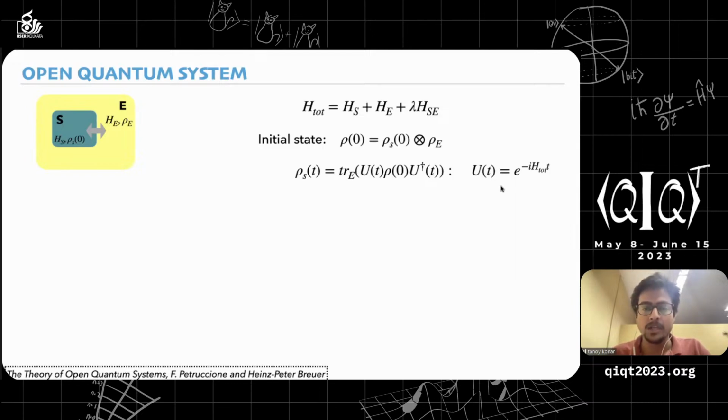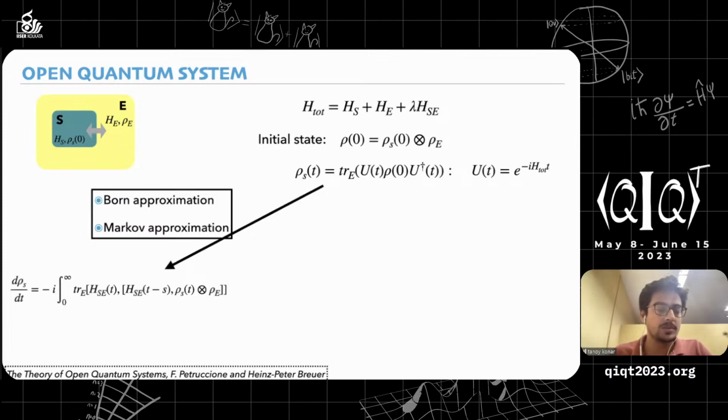Now tracing out is not so easy a task here, because the environment has a large number of degrees of freedom. So we have to make some approximations: one is called the Born approximation, and another is the Markov approximation. What is the Born approximation? At any time, no correlation grows between system and environment, so at any time the state will be a product state. And the Markov approximation says that the state of the system at the nth time depends only on the previous instant of time, and by applying this we end up with this equation.